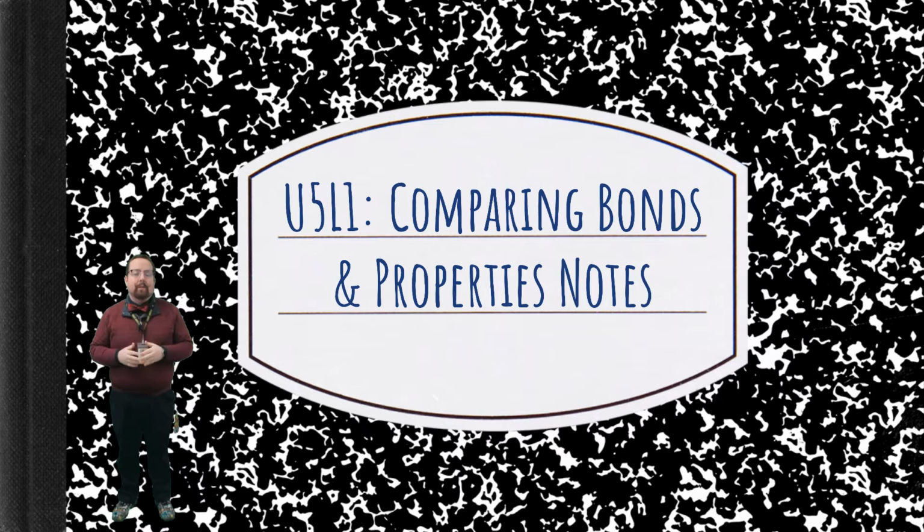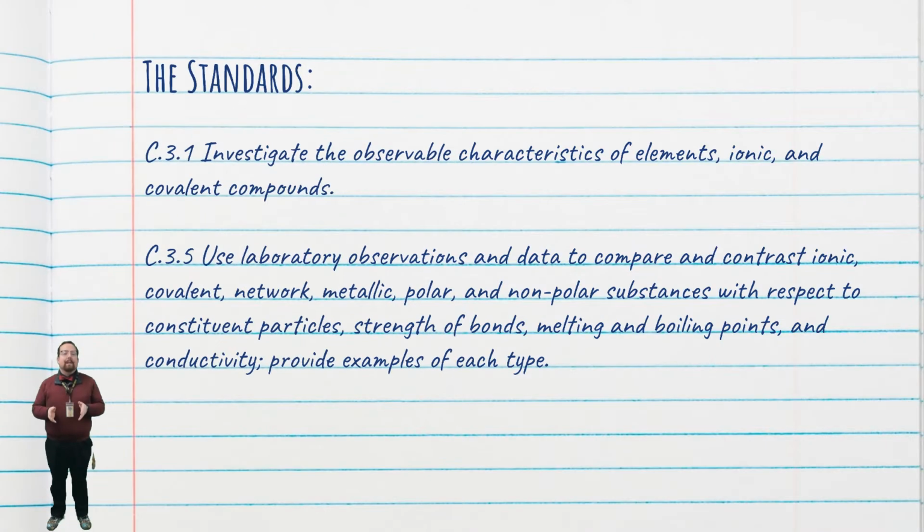In our last unit, we discussed two very important types of bonds and how to predict the shape of covalent molecules based on their Lewis structures. In the first lesson of this unit, we'll be learning how to use that knowledge to compare the strength of attractive forces between different molecules and how those attractive forces affect the physical properties of the substance. More specifically, we'll be covering standards C.3.1 and C.3.5.